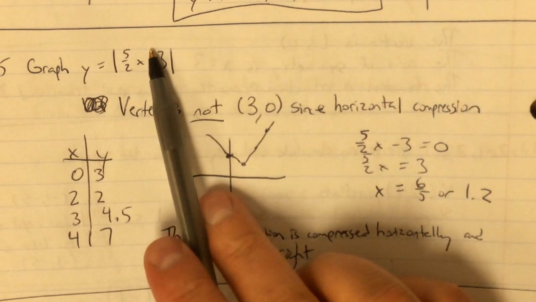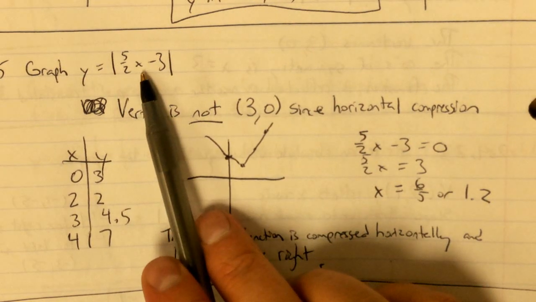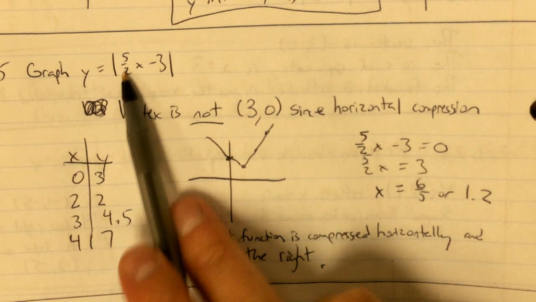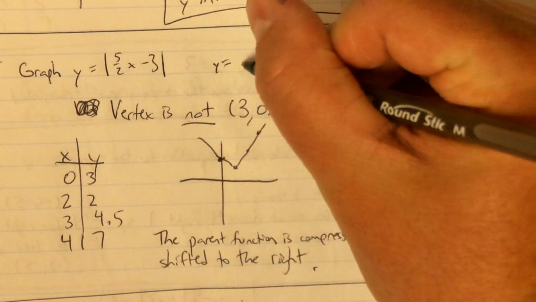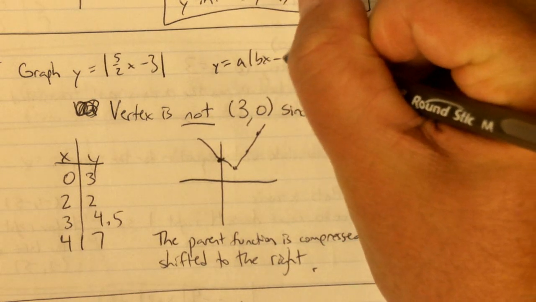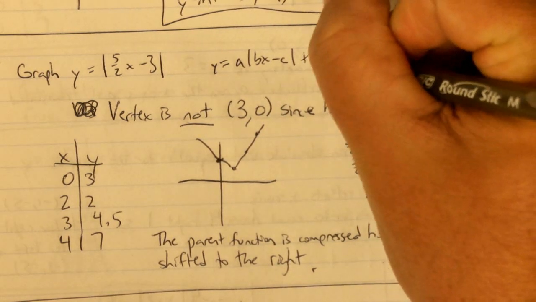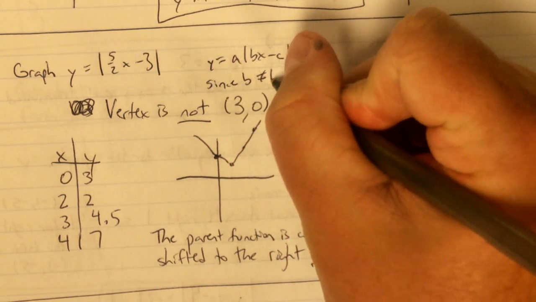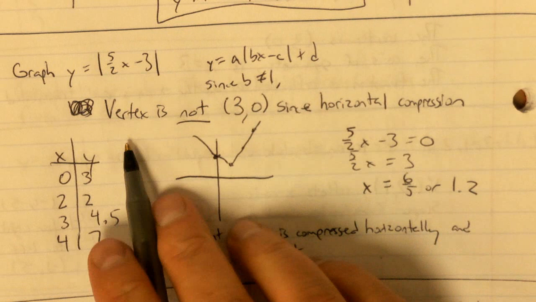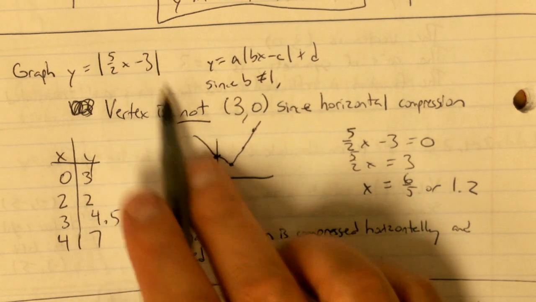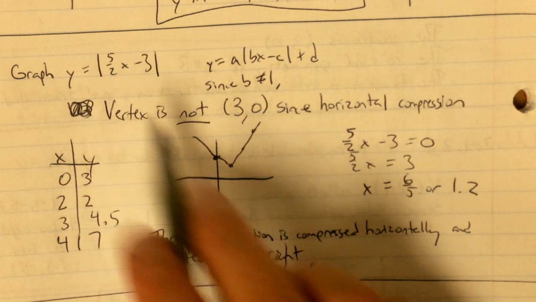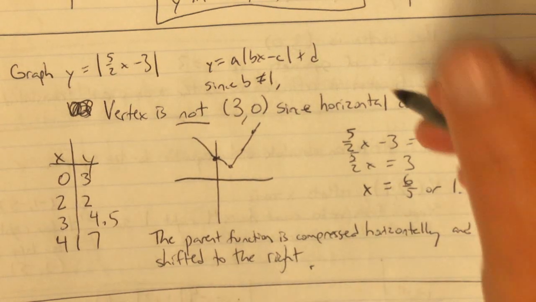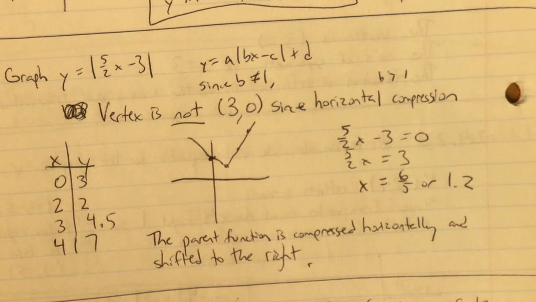Now the next one is graph 5 halves absolute value of x minus 3. Now notice you have a value in front. This is like y equals a absolute value of bx minus c, plus d. Since the b value is not 1, that means the vertex is not (3, 0), since this would be a horizontal compression. Horizontal compression is when b is greater than 1, basically.